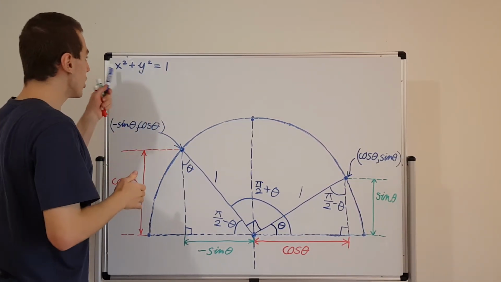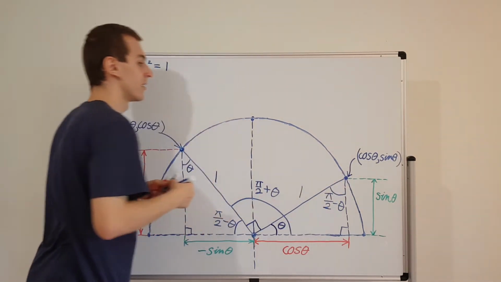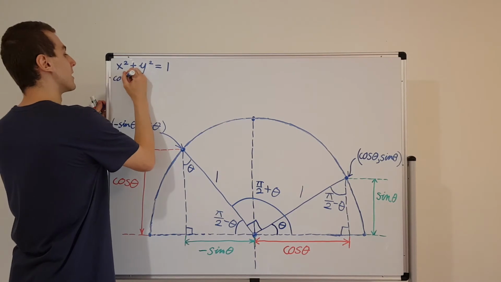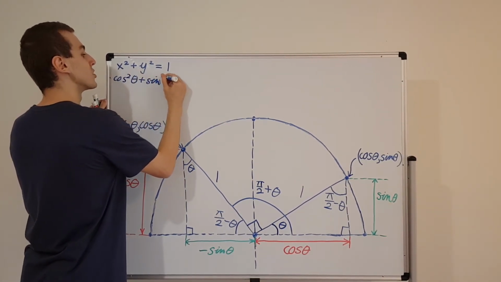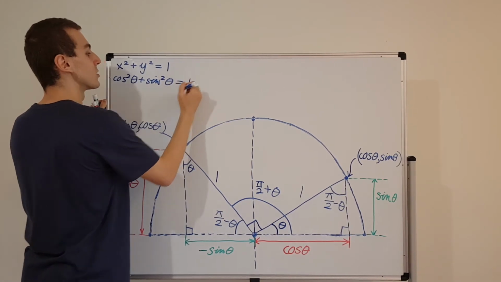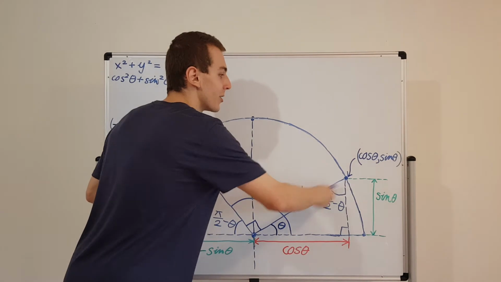Now, because we know what x and y are for this coordinate over here, we can substitute them in. We can see that cosine squared of theta plus sine squared of theta has to be equal to 1. This is the x component, and this is the y component of this vector over here.